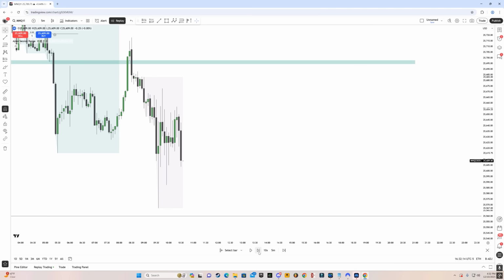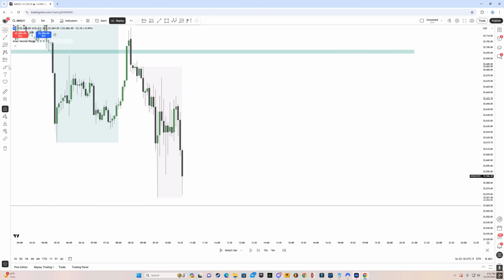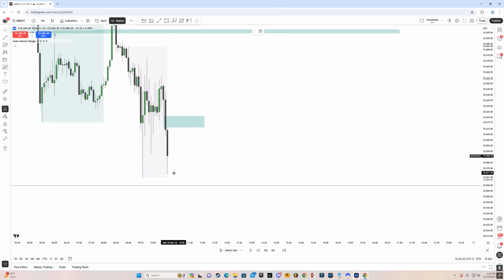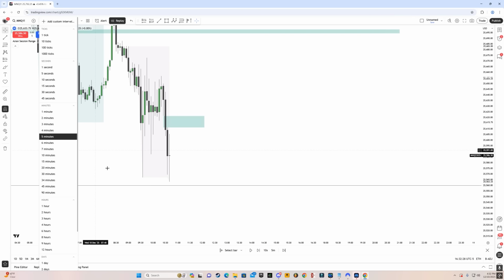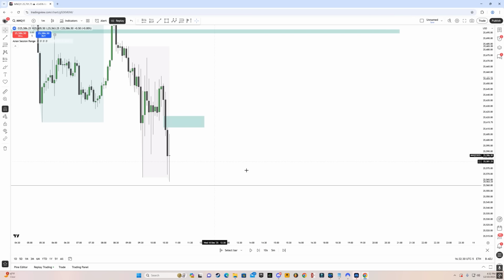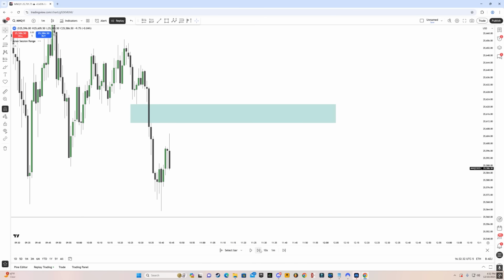So if I play this through, you can see right here that we form a 5-minute fair value gap. And keep in mind that the sell side liquidity is not tapped yet. So what we can do from here onwards is drop down to 1 minute time frame. So again, it is still not tapped. So let's go to the 1 minute time frame and see if price goes back into that fair value gap.